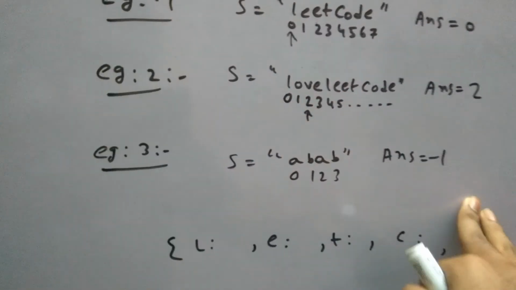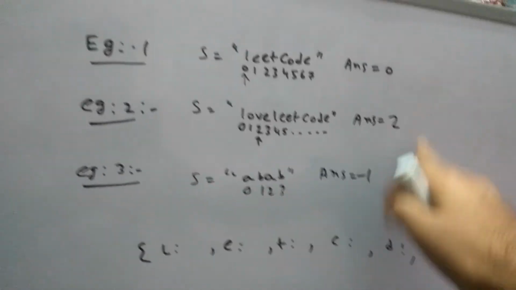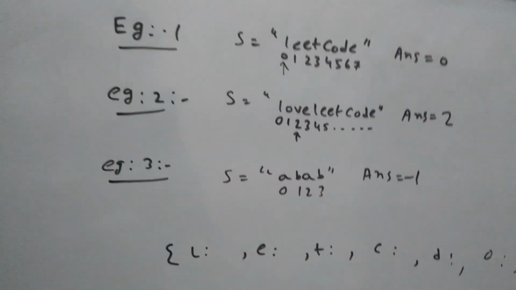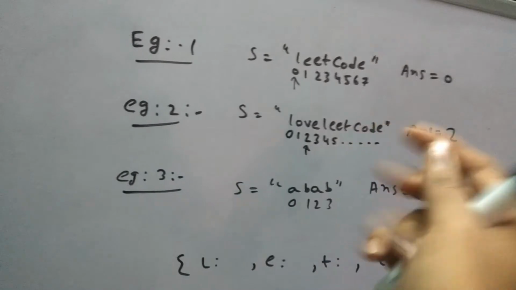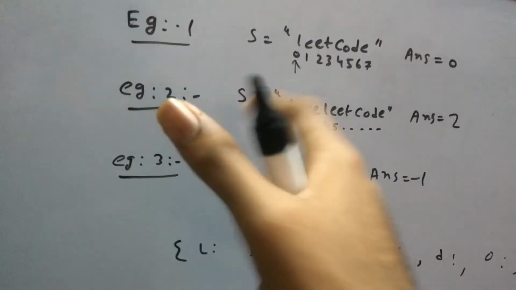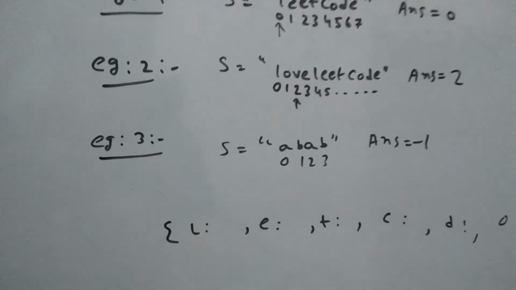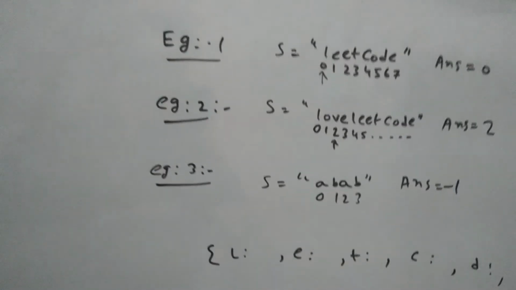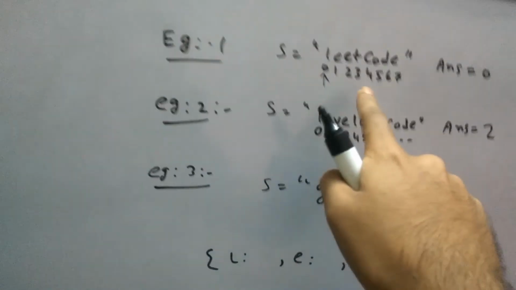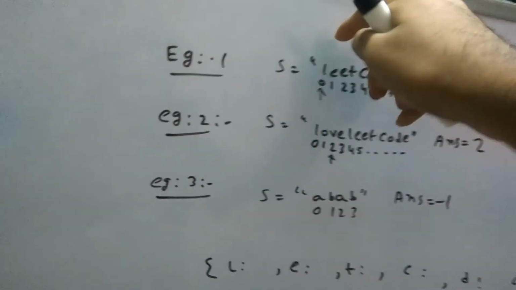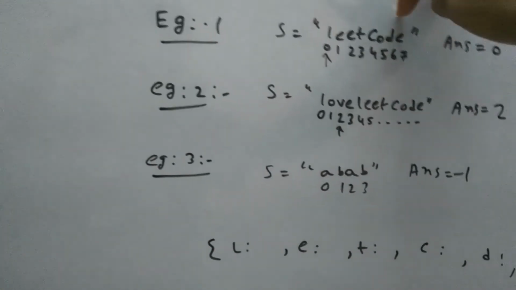So how to solve this problem? Whenever we come across these types of problems, or rather some problems where we have to store something with respect to something, the immediate data structure which should come to our mind is hash map. So let's build a hash map for the first example. Here the lead code string consists of only L, E, T, C, O, D.